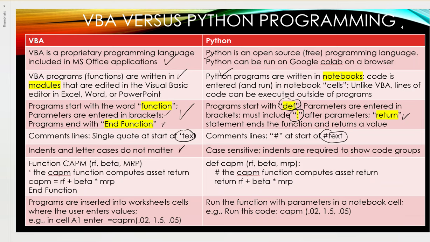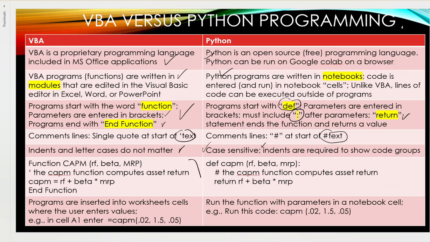In VBA, indents and letter cases do not matter, so you can mix uppercase and lowercase letters within variable names and such, and it doesn't matter if you indent or not indent lines. In Python, it is case sensitive. You've got to be very careful when you use an uppercase and a lowercase because you're creating new variables with different cases. Also, indents are often required to show groups of code in Python, so you have to be careful in how you use your indents.